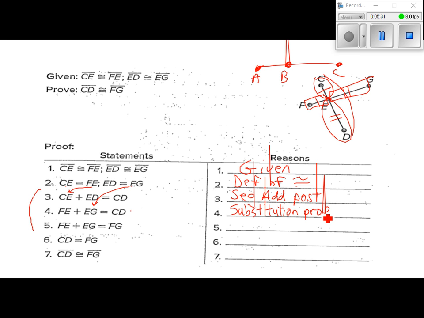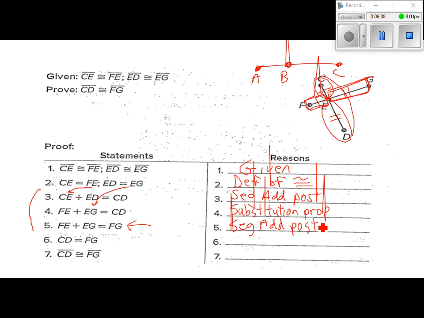Now, looking at number 5, segment FE plus segment EG. FE, that's right here, plus segment EG, which is right here. That one we use segment addition postulate on. Again, this is part of the reason I don't like the fill-in ones, because that's not the way I would have thought of it. I would put the two segment addition postulate ones together and then do the substitution.